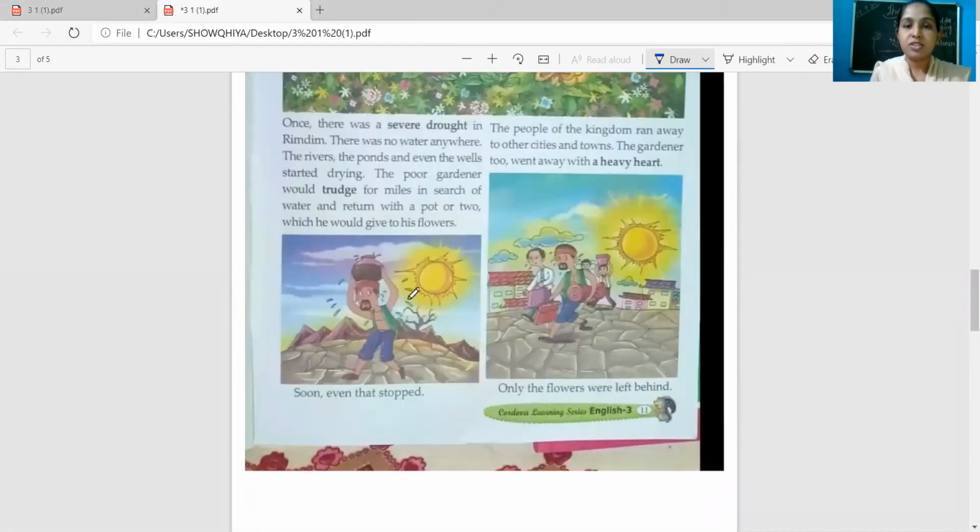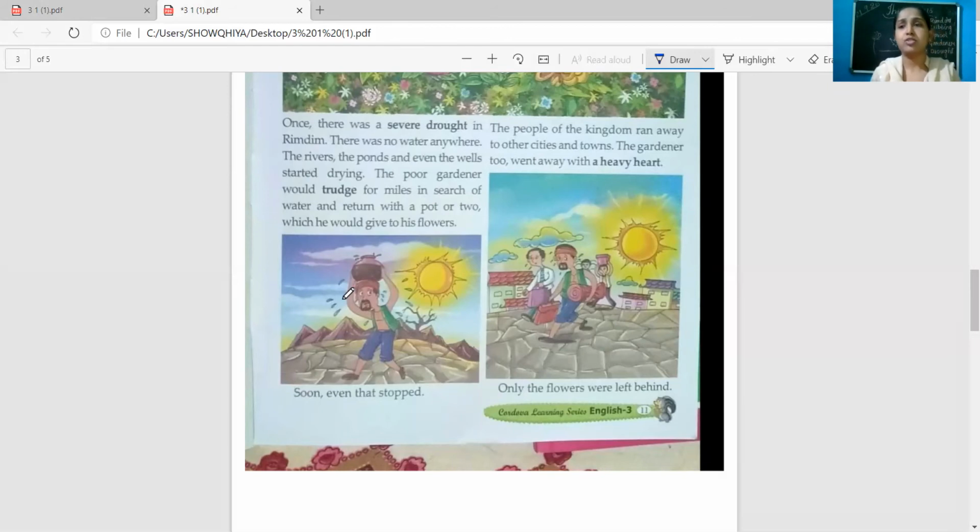Once there was a severe drought. The next new word is drought. Pay attention to the board if you can see it. Drought, D-R-O-U-G-H-T. The G-H is silent. So there was a severe drought in Rimdim. In the kingdom of Rimdim, there was a severe drought.